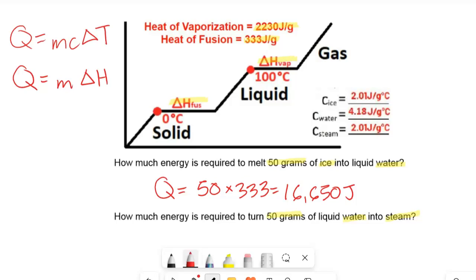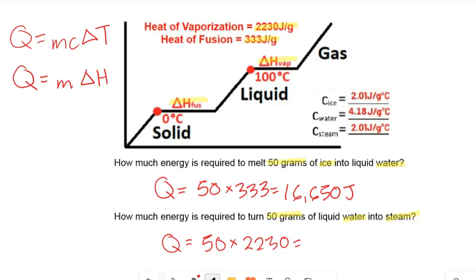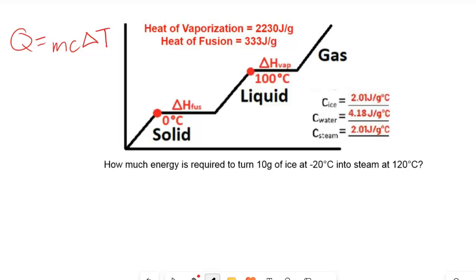So to answer this problem, it'll be Q equals M, in this case M is still 50, times our delta H, which is our heat of vaporization, which is 2230. We plug that into our calculator, and we get our answer, which is 111,500 joules. Now, what do we do if we're given both masses and temperatures?